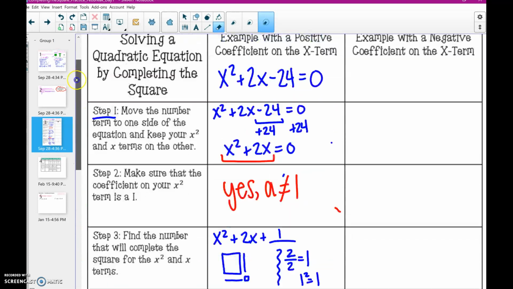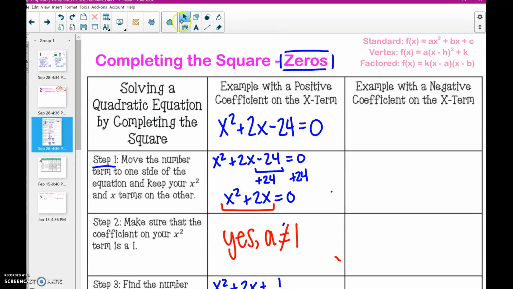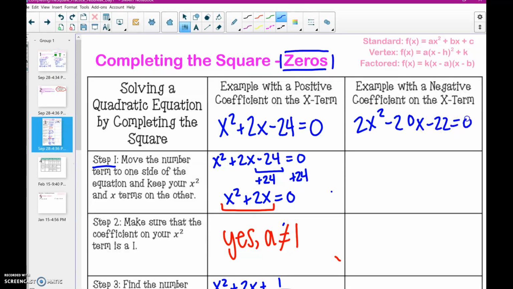So you've got a few more. Let's try our second one. This one's just a little more complicated, but absolutely nothing we can't handle. So what that one is, we've got 2x squared minus 20x minus 22 equals 0. Again, we're completing the square to find our zeros.